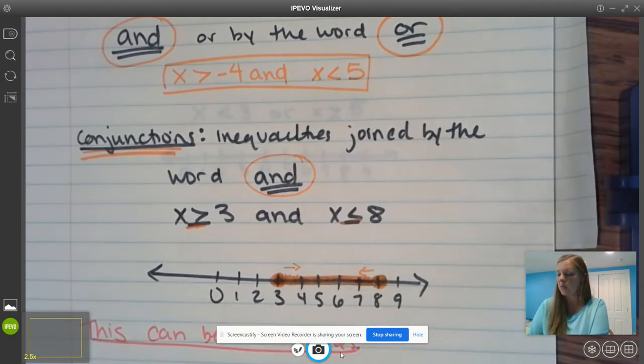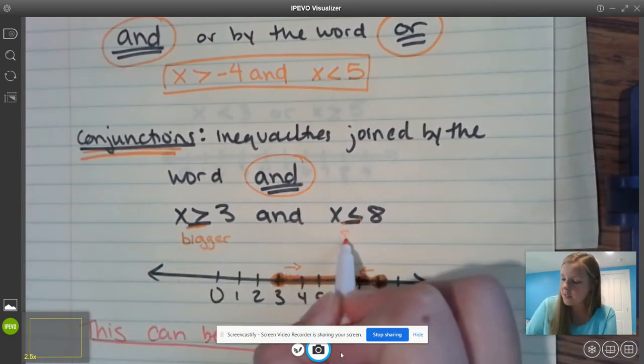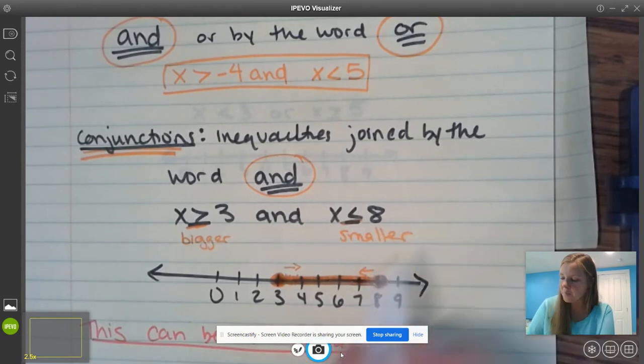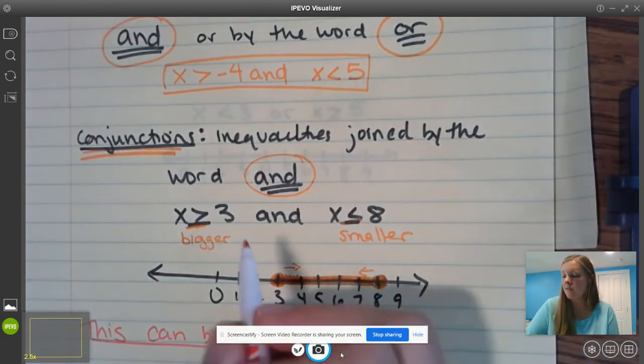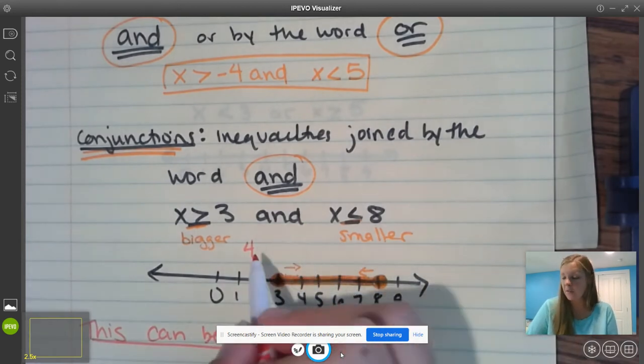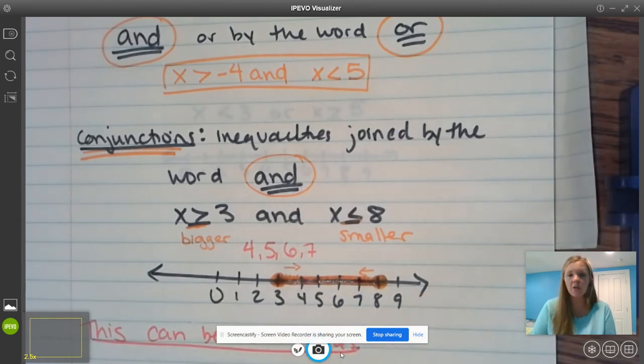Because this says bigger than 3 and smaller than 8. Numbers that are bigger than 3 and smaller than 8 are numbers like 4, which is bigger than 3 and smaller than 8. 5 is bigger than 3 and smaller than 8. 6, 7, and those are all the numbers. If you look, those are the numbers that we shaded. Any number bigger than 3 and less than 8. So conjunctions are between. We're going to notice a pattern. Conjunctions, we always shade between.